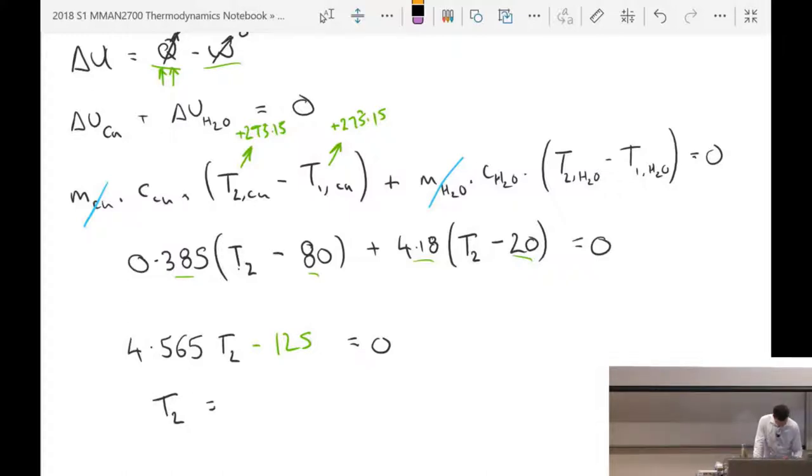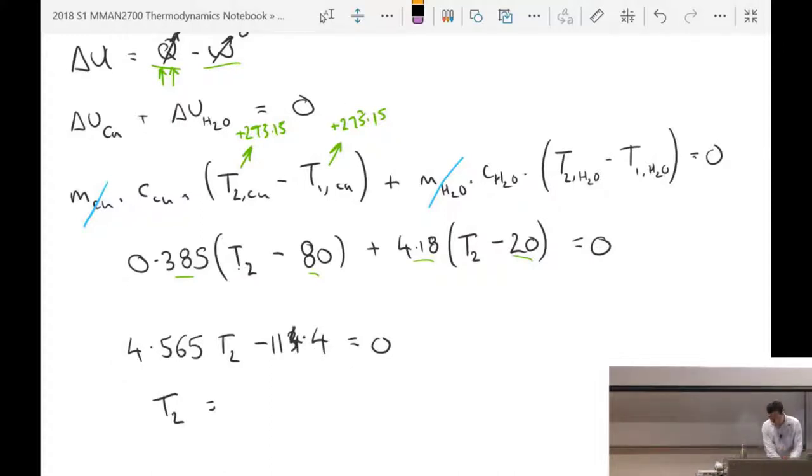I didn't write it down. T2 equals minus three. Oh, there you go. That'll do. I did write it down. Minus 113. There we are.